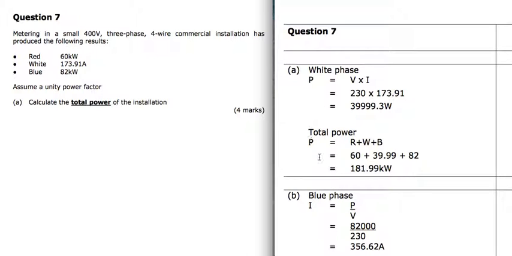So the total power is going to be all those 3 added up. That's the 60 from the question. There's our 39.99 from our calculation there, and 82 from the question. Gives us 181.99 kilowatts.